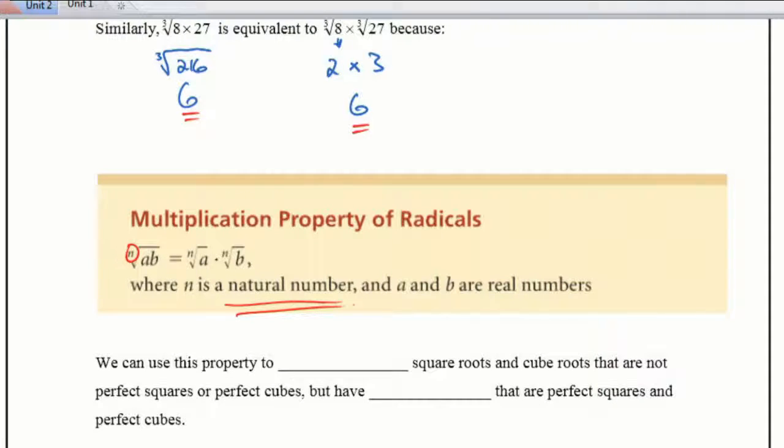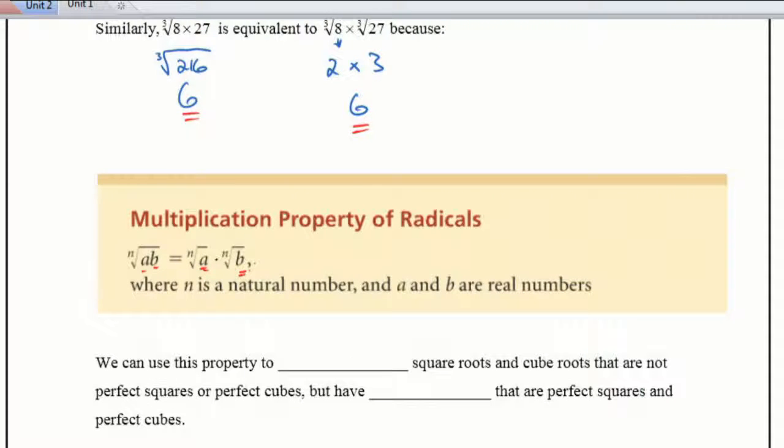Anything excluding 0, so 1, 2, 3, 4, 5, 6, 7, 8. So natural number. So we could have the cube root, or we could have the 4th root, or the 27th root. It doesn't matter. As long as it's a natural number, we can do it. And A and B are just two other numbers, and A and B are just being multiplied by each other.